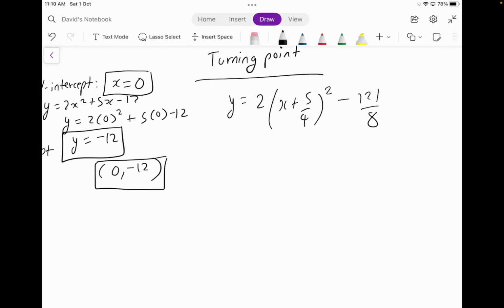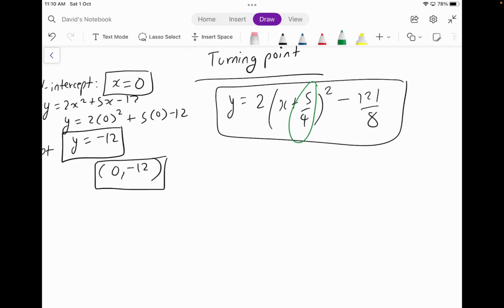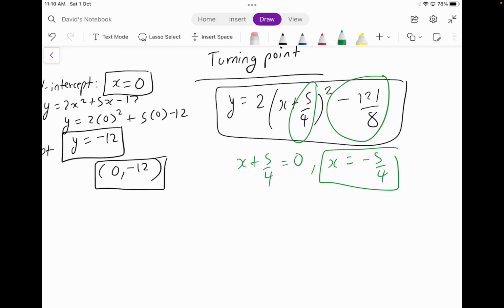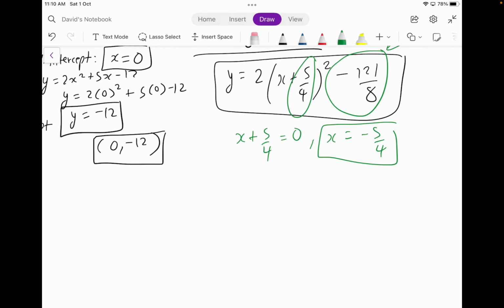Once you get this form of equation while completing the square, your turning point is going to be this value here of x and this value here of y. Since x + 5/4 is going to be equivalent to 0, you're going to get the x value to be −5/4. So that's the reason why we inverse the sign for the value of x, whereas the value of y of the turning point will remain the same. So your turning point is going to be (−5/4, −121/8).